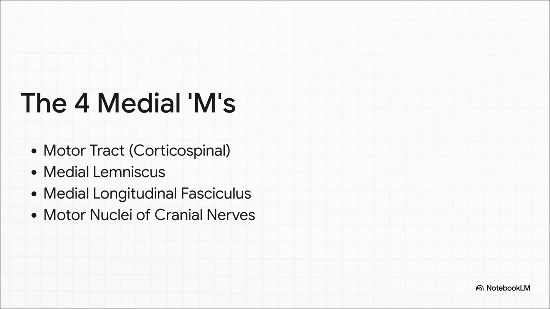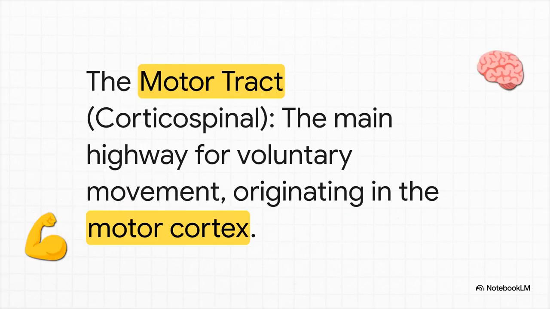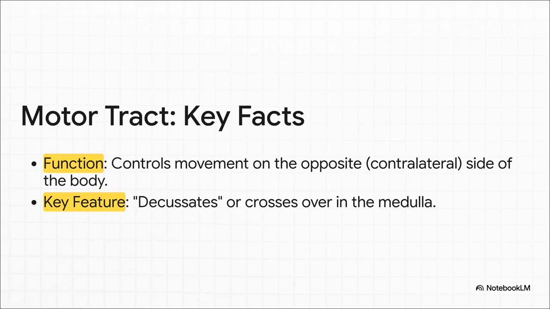Okay, so our 4 M's are the motor tract, the medial lemniscus, the medial longitudinal fasciculus, and the motor nuclei of certain cranial nerves. Let's kick things off with the big one for movement. The very first M is the motor tract, which you might also know as the corticospinal tract. You can think of this as the main highway for all of your voluntary movements. Now, here's the really crucial part. It controls the opposite side of the body.